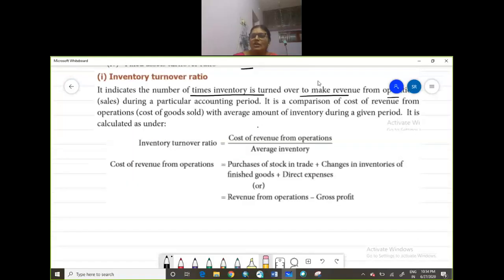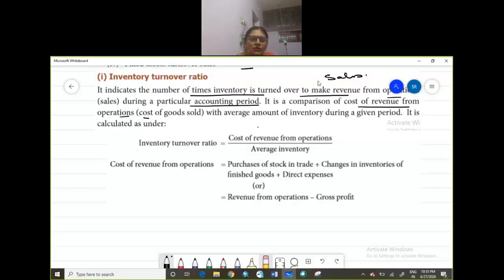Inventory turnover ratio indicates the number of times the inventory is turned over to make revenue from operations. Revenue from operations is nothing but sales during a particular accounting period. The accounting period may be from January to December or from April to March. It's a comparison of cost of revenue from operations, which is nothing but cost of goods sold, with the average amount of inventory during the given period. Average is calculated as opening inventory plus closing inventory divided by 2. That is your average inventory.